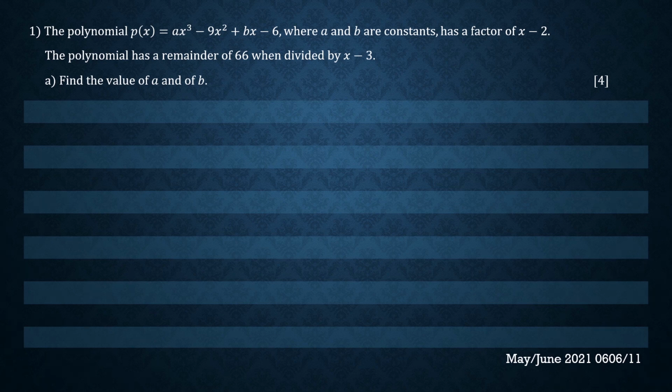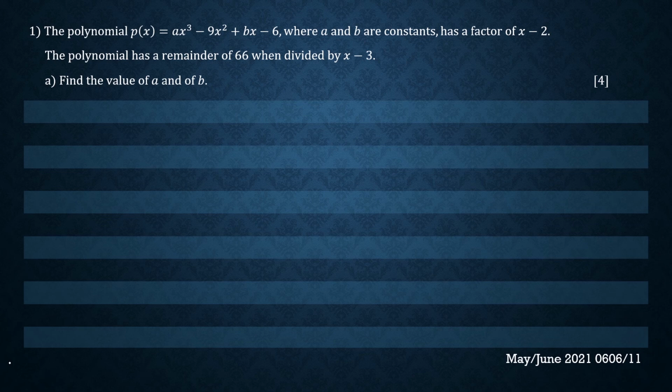Hello everyone, in this question we have a polynomial P(x) equals ax cubed minus 9x squared plus bx minus 6, where a and b are constants, has a factor of x minus 2. The polynomial has a remainder of 66 when divided by x minus 3. Part A, find the value of a and of b. To solve this problem, we need to employ both the factor theorem and the remainder theorem.